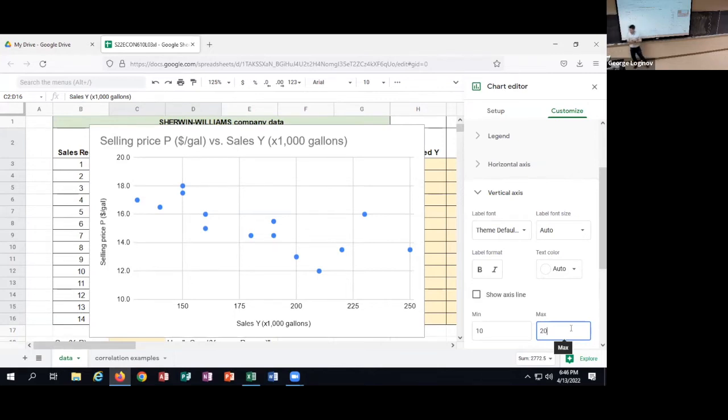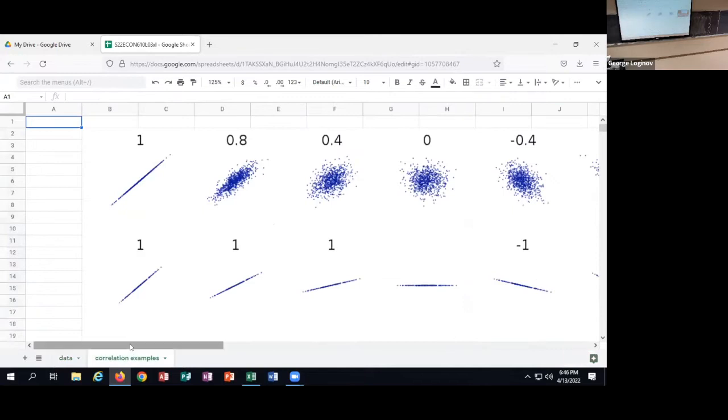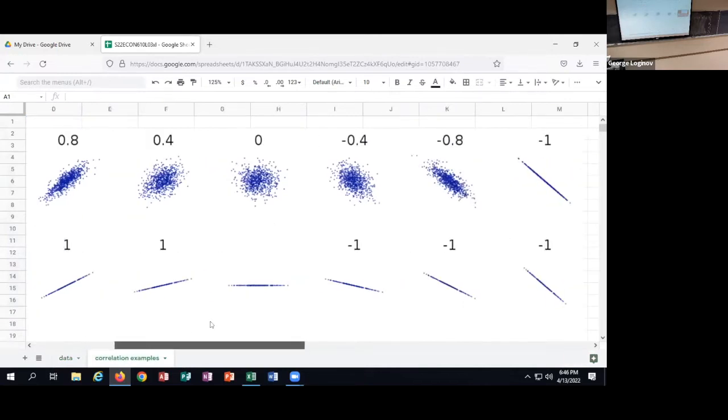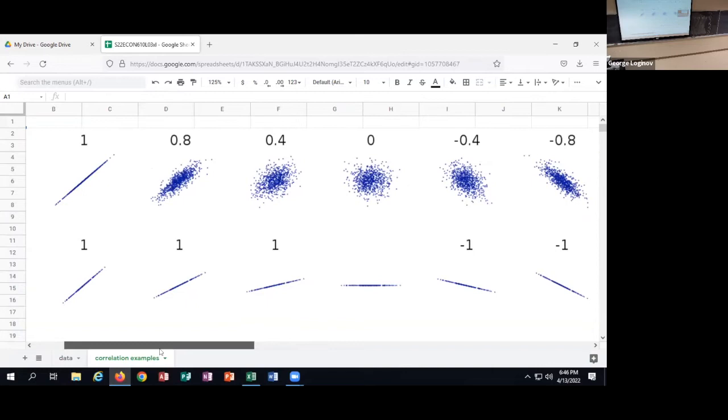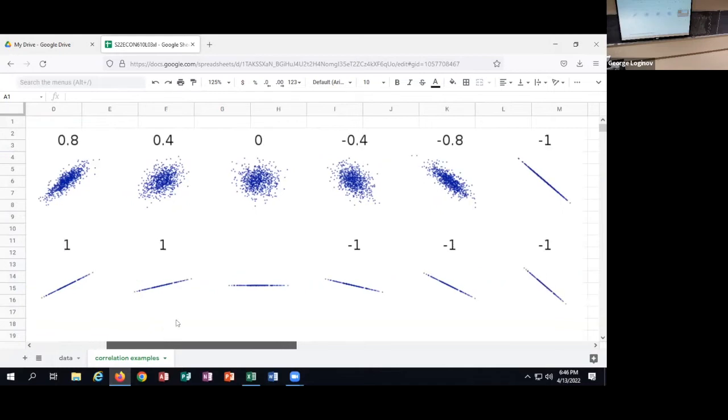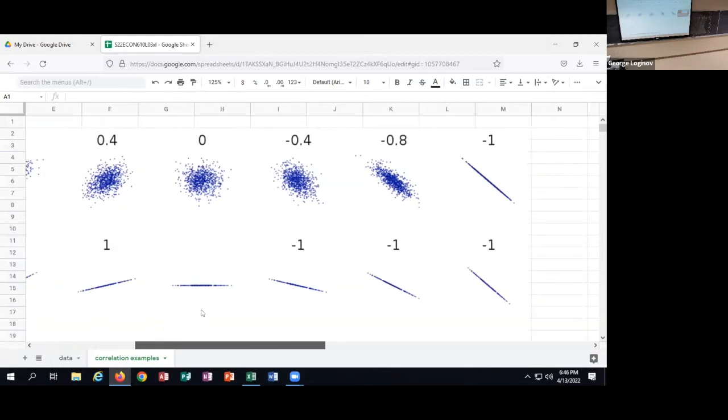If you look at the second tab in the file that I'm sharing with you, there are examples of how different relationships look like. What we're going for, our dream, would be a cloud that looks like this. It's like a straight line, and all the observations go on a straight line. And so that would be the best. The clouds where things are more or less all over the place, they suggest that there is no linear relationship whatsoever. And so that's kind of bad.